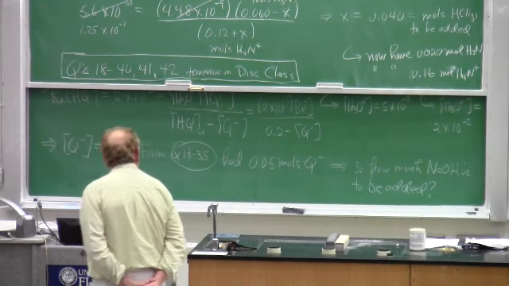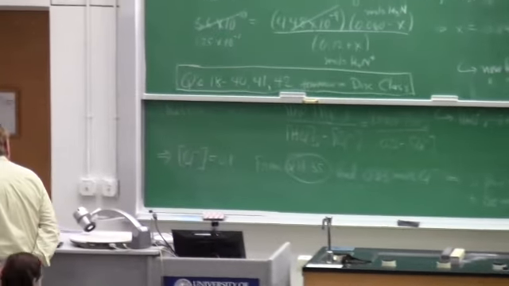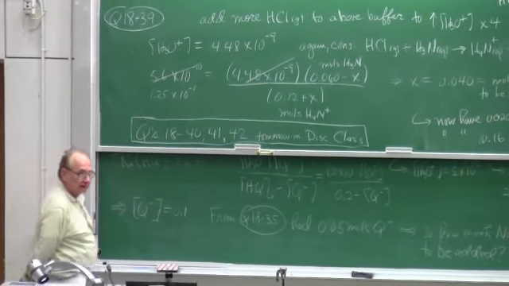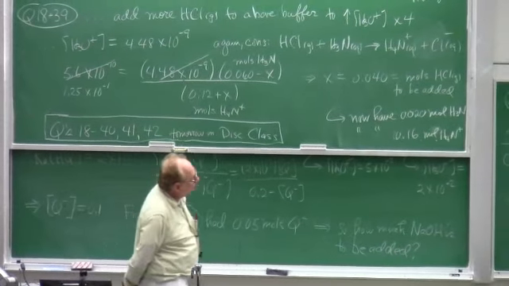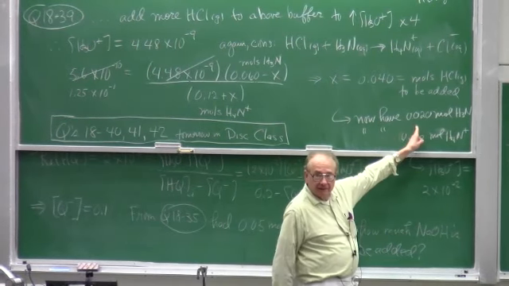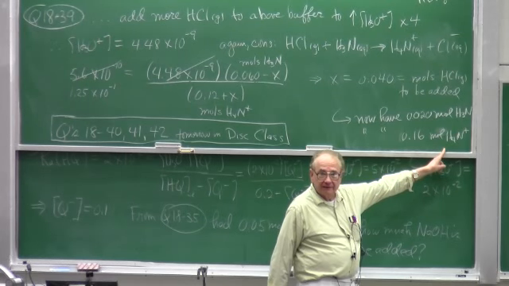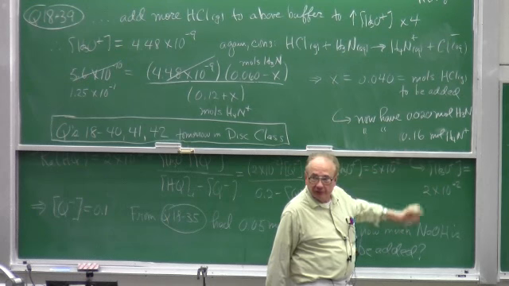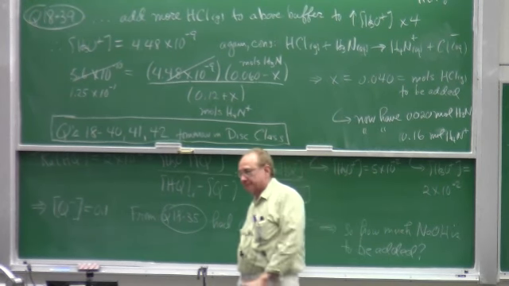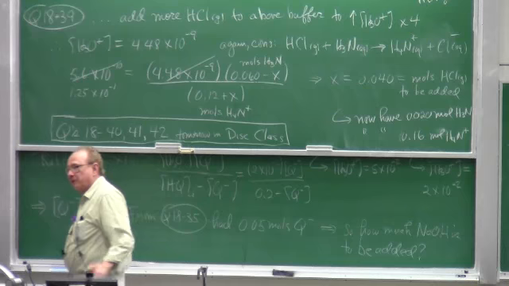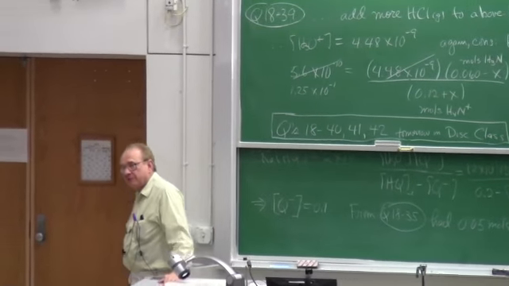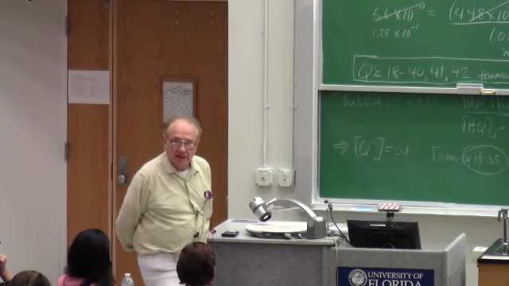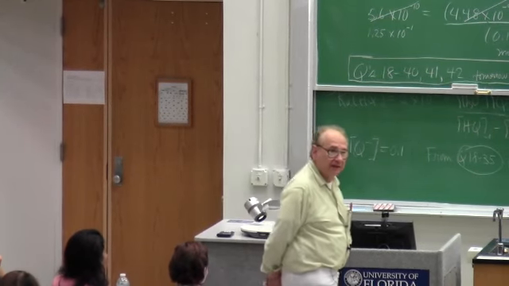If I add to this system another 0.020 moles of HCl, that will kill the remaining ammonia and turn it into this. So how many moles of ammonium ion will it now have? 0.18 moles of ammonium ion. What general relationship will now apply to this solution? Will x squared over m sub I minus x now apply?